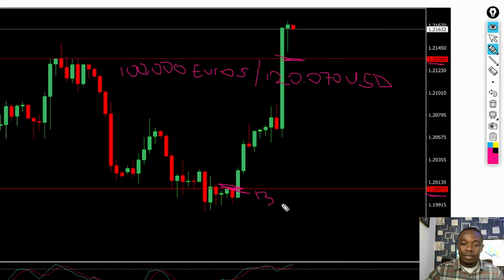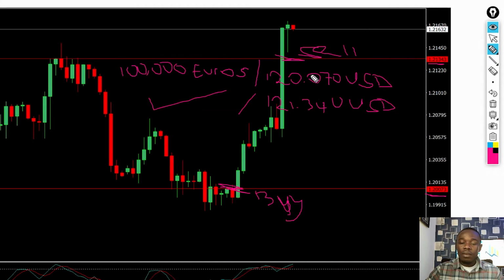So we buy here, and we sold here. So we went back and sold our 100,000 euros at a rate of 121,340 USD.